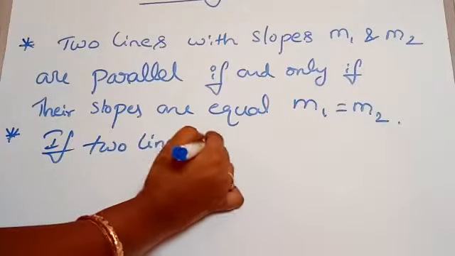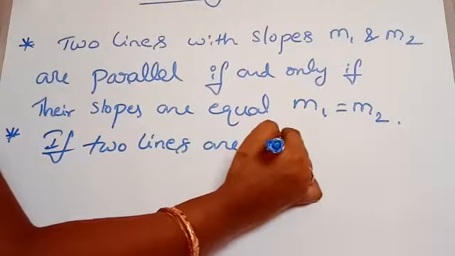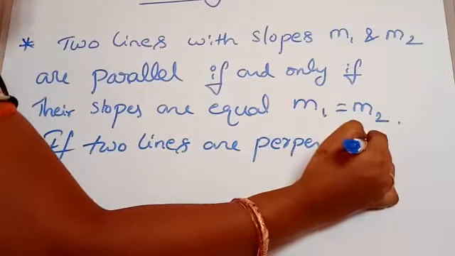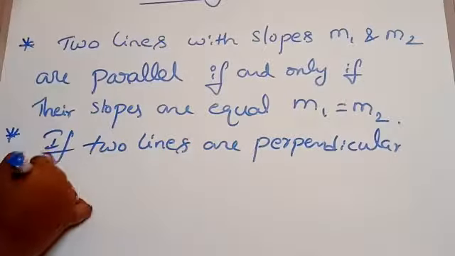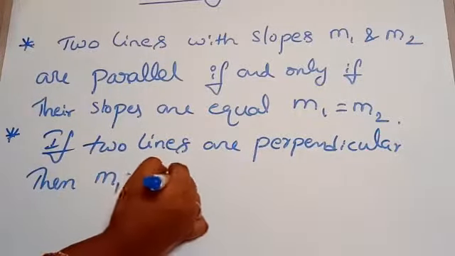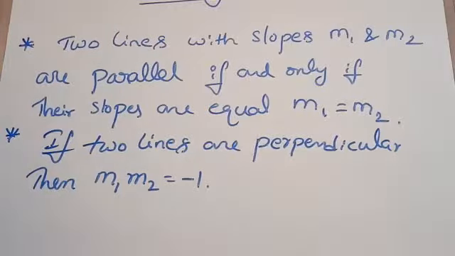Next, if two lines are perpendicular, then m1 into m2 is equal to minus 1.